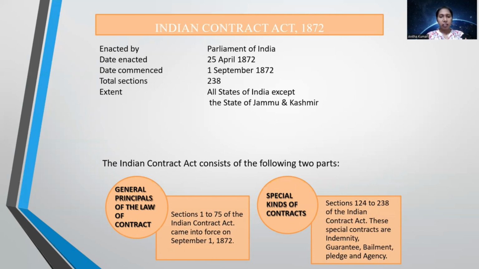The Indian Contract Act consists of the following two parts: the general principles of contract, and the special kinds of contract. Sections 1 to 75 of the Indian Contract Act came into force on September 1, 1872. And sections 124 to 238 of the Indian Contract Act are the special contracts: indemnity, guarantee, bailment, pledge, and agency.